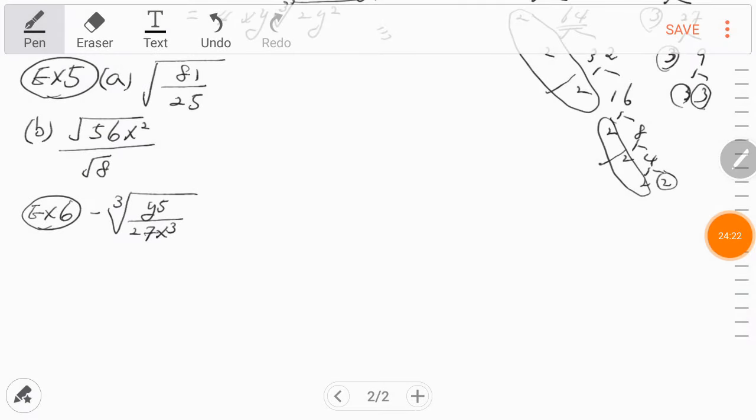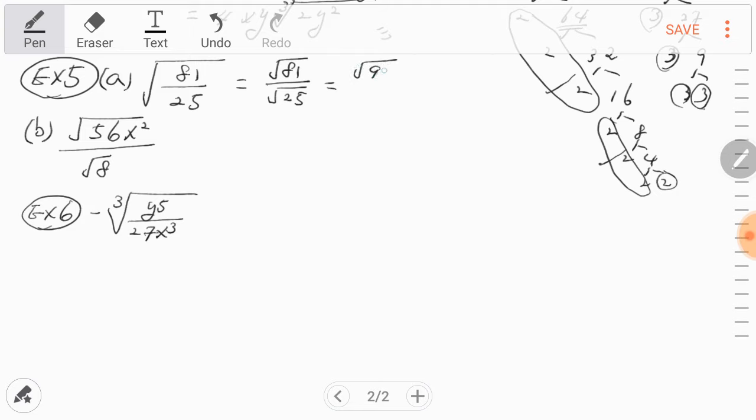Okay, in this example 5, this is a quotient. So if it's a quotient, then you can separate the numerator and the denominator. Square root of 81 over square root of 25. Then 81 is 9 squared.